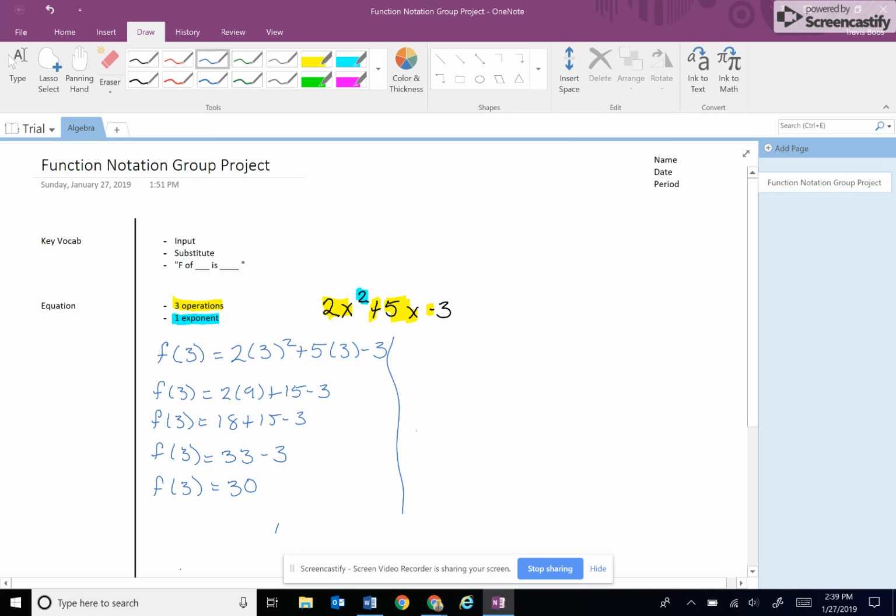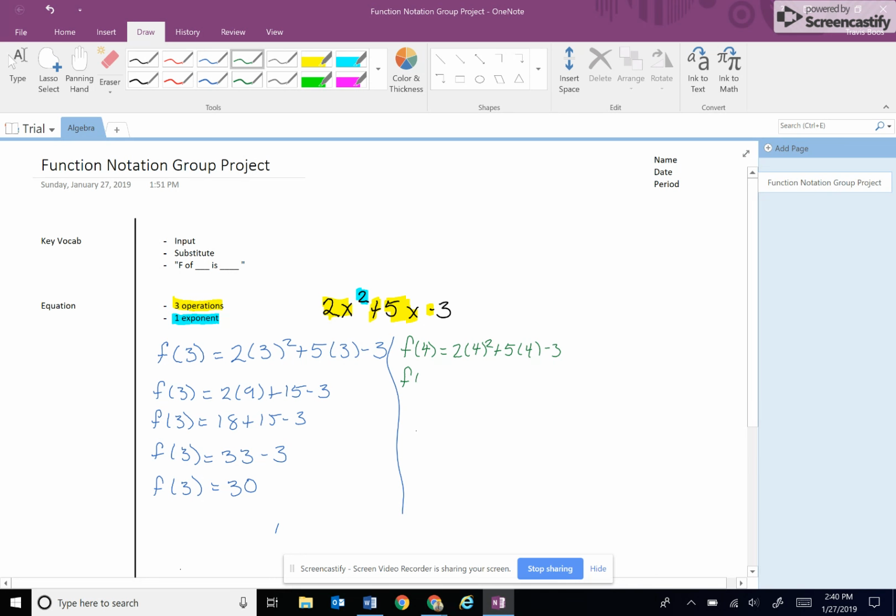Let's go ahead and move on. Let's try an input of, let's try 4. So f of 4 is equal to 2 times 4 squared. Let's try that square again. 2 times 4 squared plus 5 times 4 minus 3.